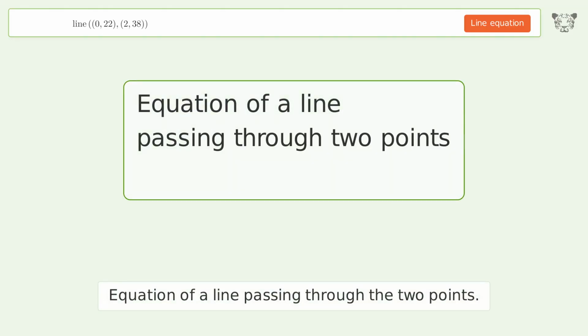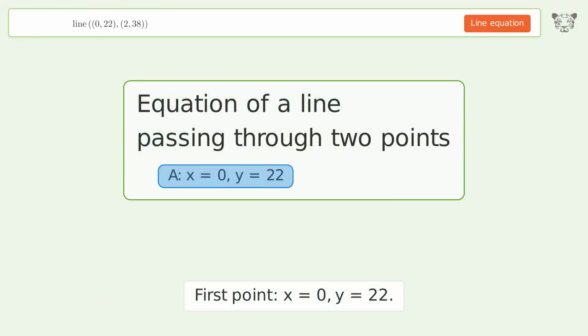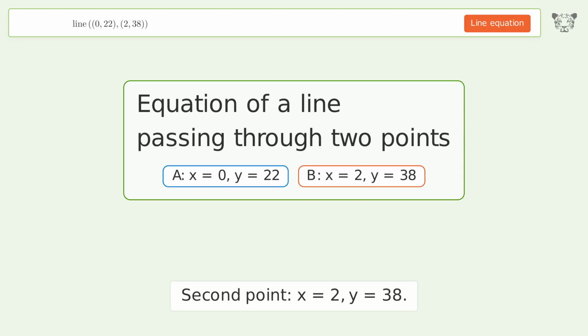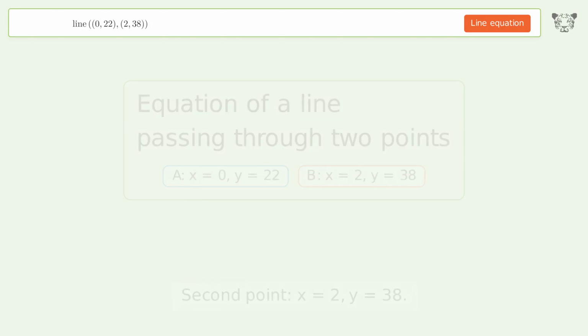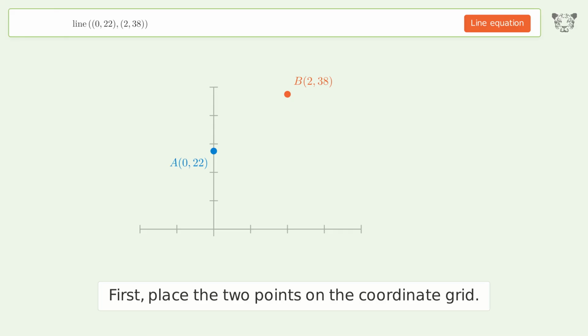Equation of a line passing through 2 points. The first point has x equals 0, and y equals 22. The second point has x equals 2, and y equals 38. First, place the 2 points on the coordinate grid.